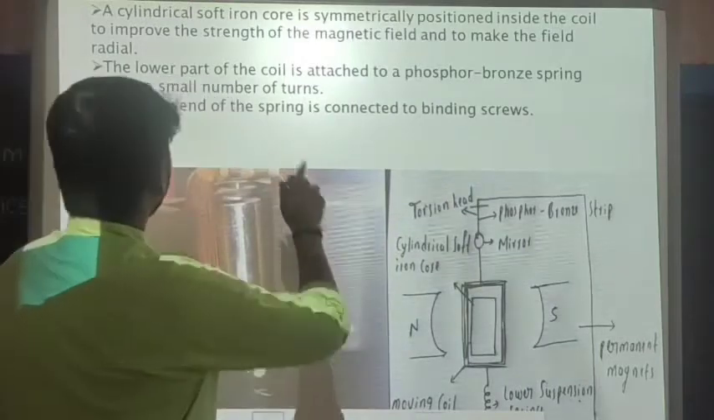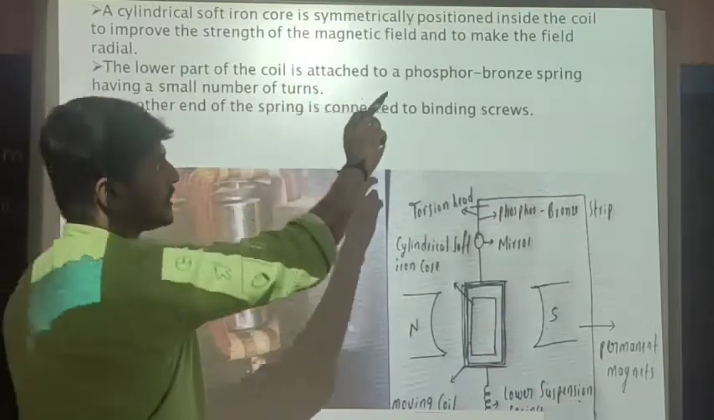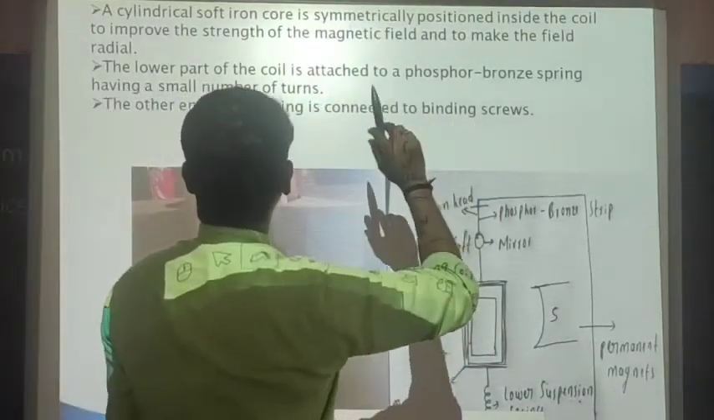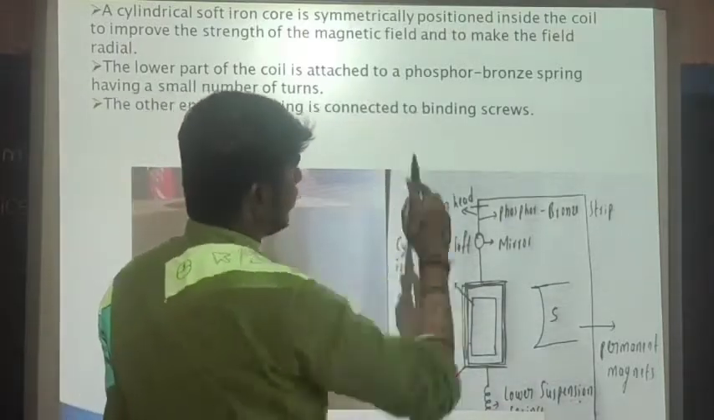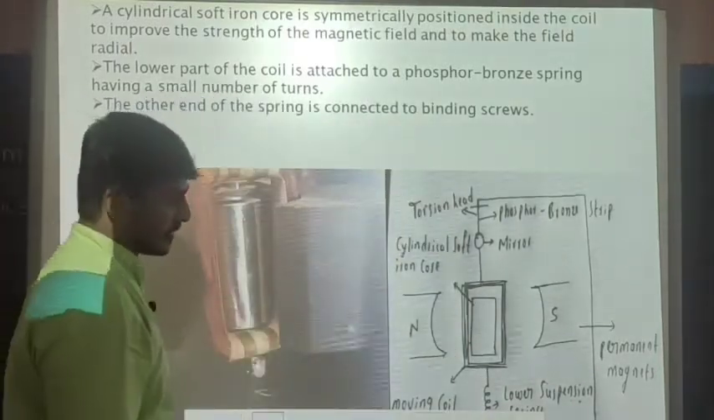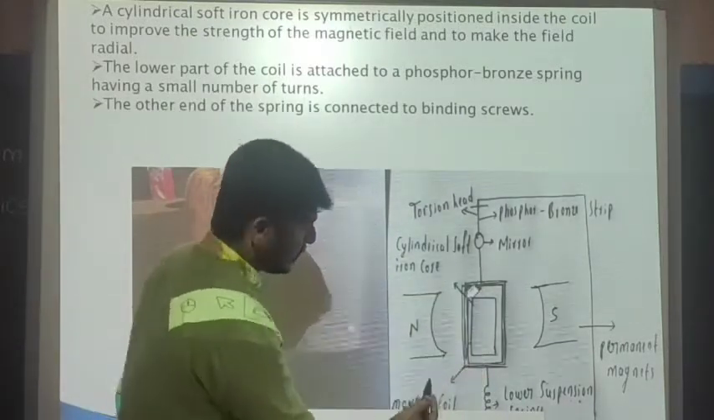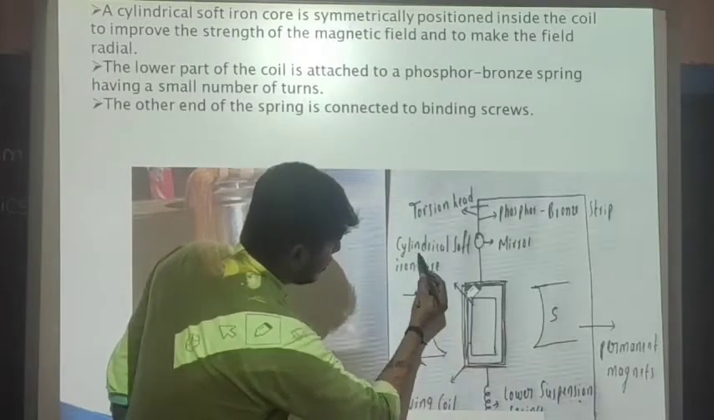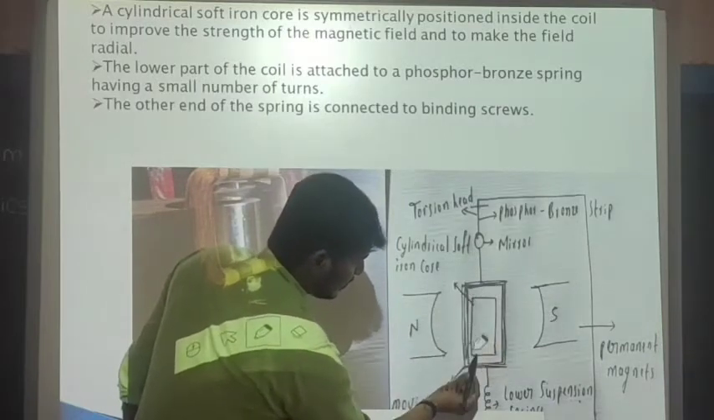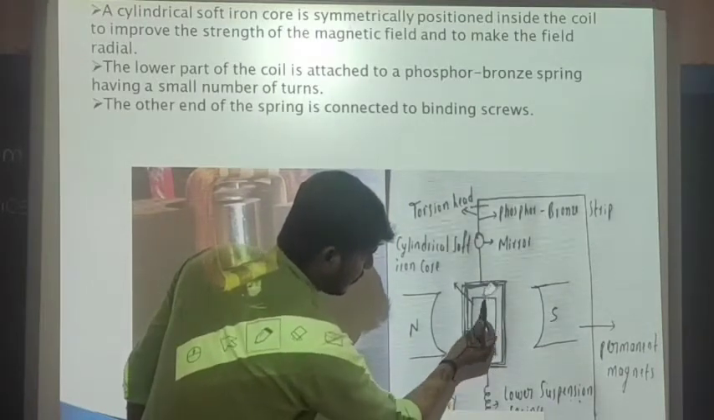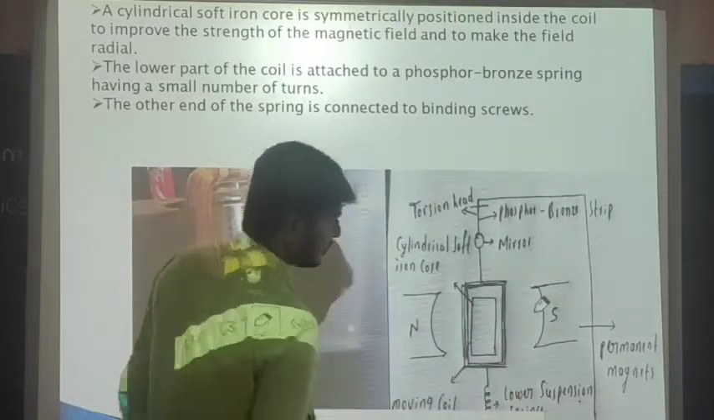Here you can see a cylindrical soft iron core is symmetrically positioned inside the coil to improve the strength of the magnetic field and to make the field radial. Exactly at the center of the copper coil, a cylindrical soft iron core is placed. It is placed to increase the strength of the radial magnetic field.